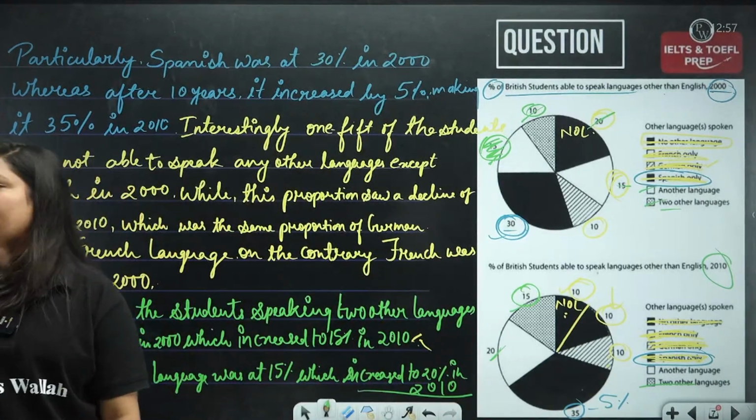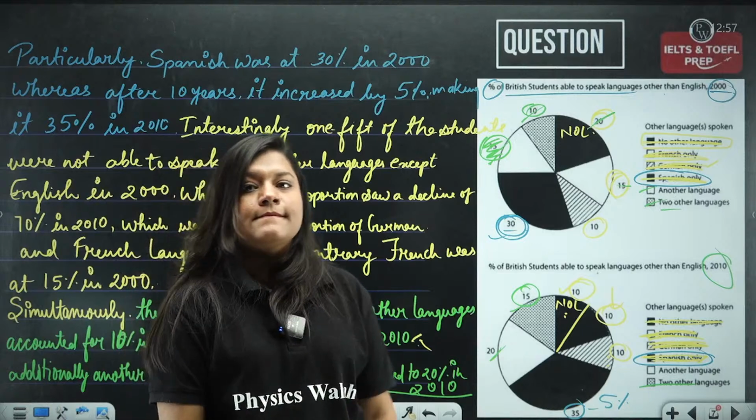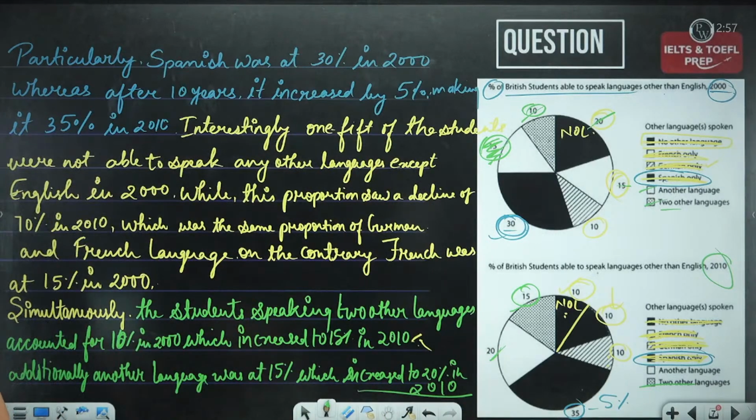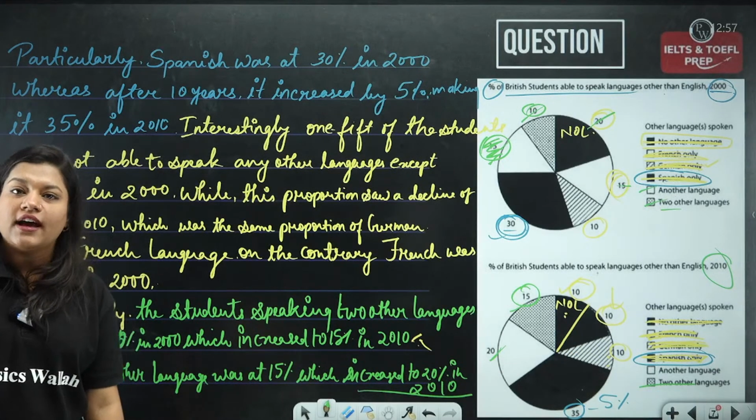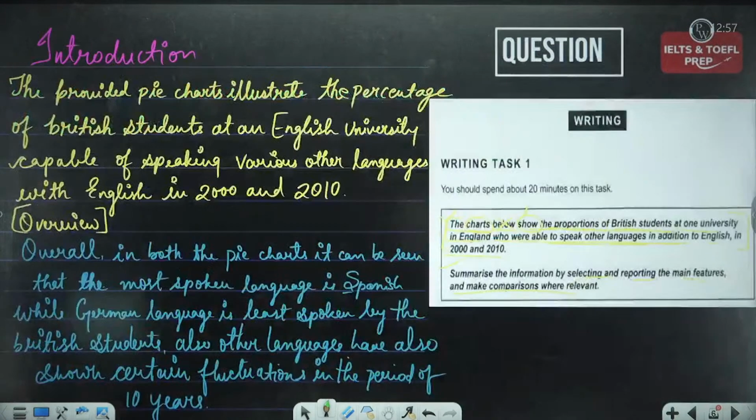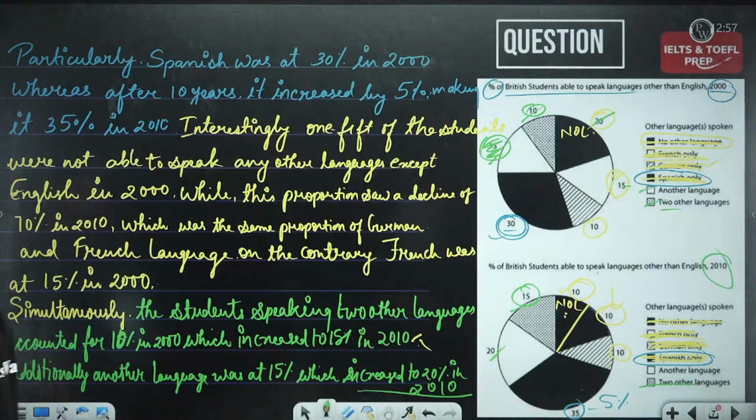Done. Clear? देख लो. Done? This is how your entire answer is going to be. Clear? Chalo. Have a quick look. If you want to take a screenshot, you can take a screenshot even. And yes, that's all. So we are done with the introduction, the overview and the body para.